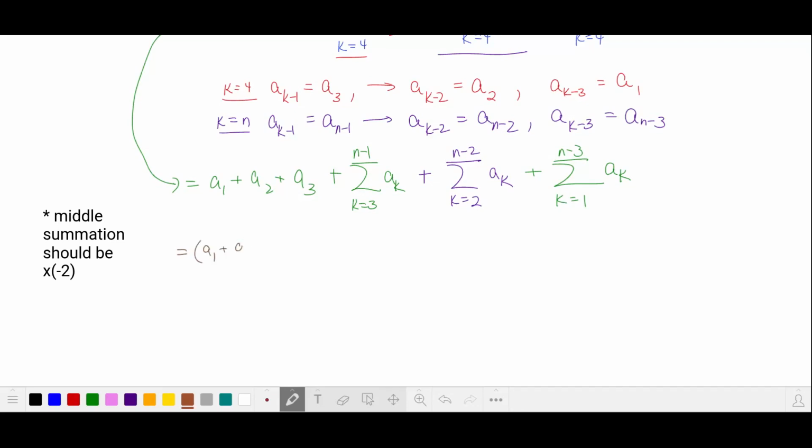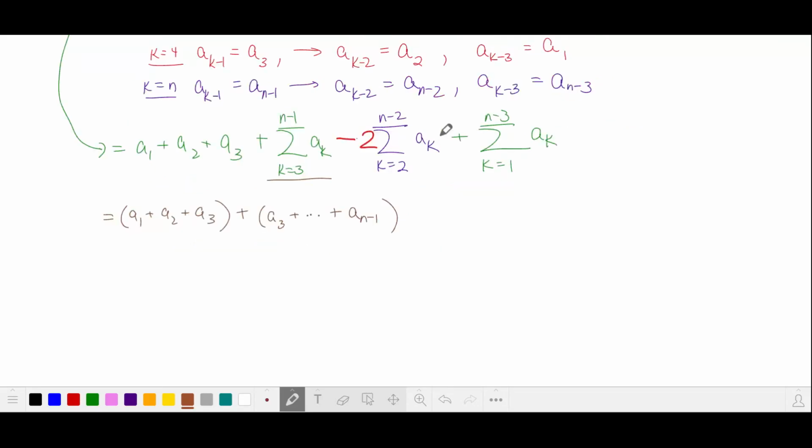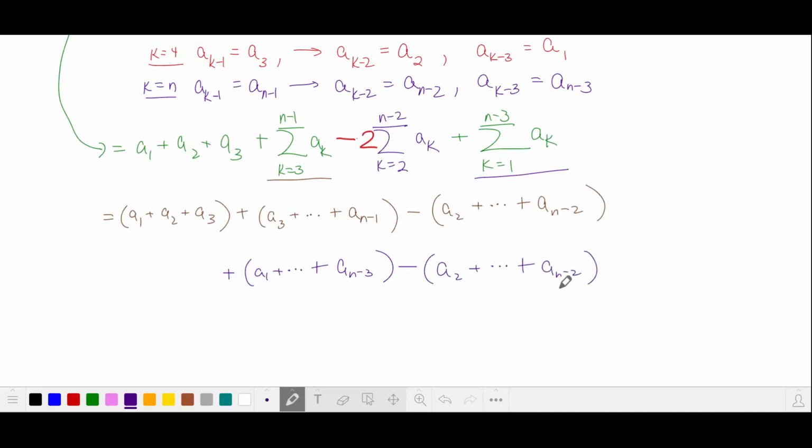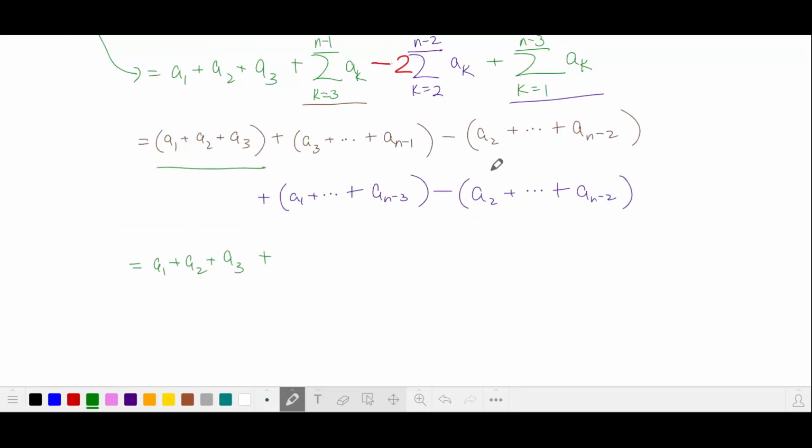We'll keep these first 3 terms, and I'll write out the terms in the first summation. This is a sub 3 all the way up to a sub n minus 1. Now I'll subtract just one of these, starting with a sub 2 and going up to a sub n minus 2. Then I'll skip over to this last term. This is a sub 1 up to a sub n minus 3. And then I'll come back and subtract the last one of these from a sub 2 up to a sub n minus 2 again. We'll leave this as it is, and we'll do this subtraction.